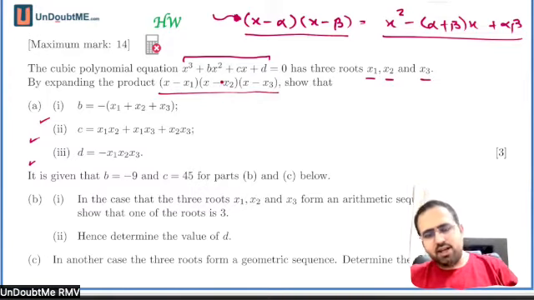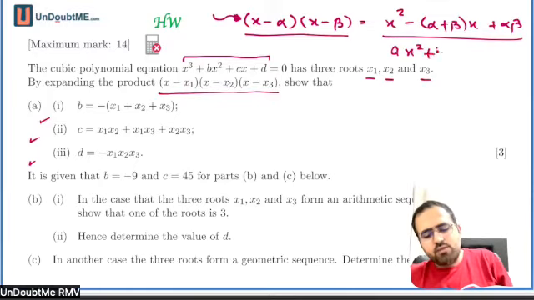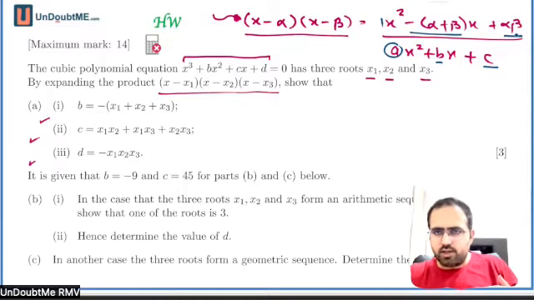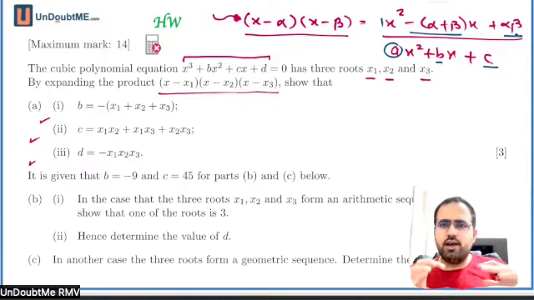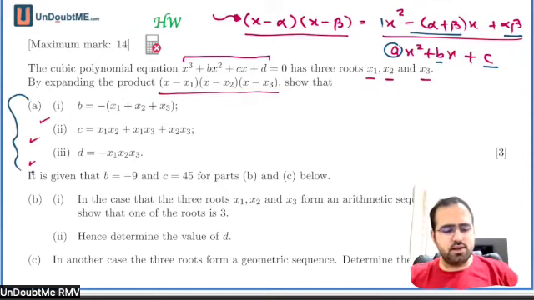After multiplying for quadratic, I get ax square plus bx plus c. By comparing, I can see that the value of a will be 1, the value of b will be negative alpha plus beta, and the value of c will be alpha beta. This is just an analogy, and this is how you have to try this question, exactly in the same manner.